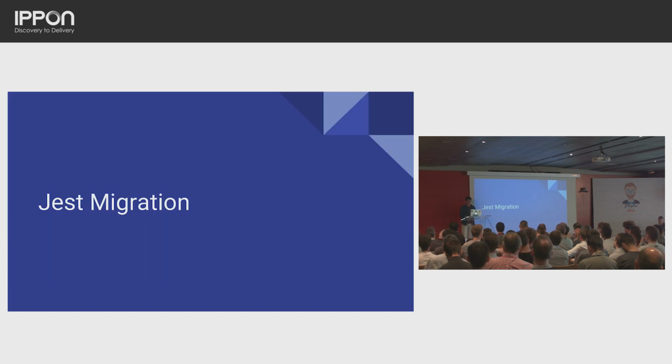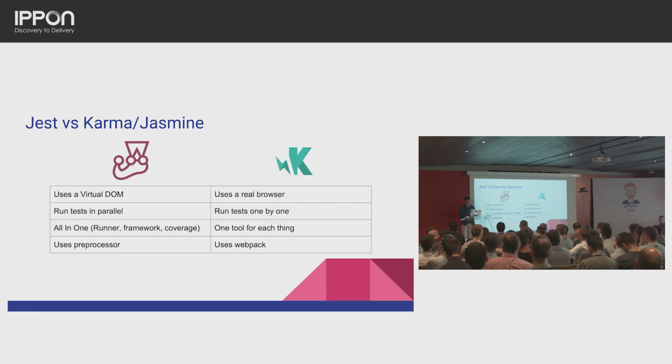Finally, we migrated to Jest. Let's compare the two solutions. Who does front tests with Karma actually? Good. So Jest is the solution provided by Facebook to do unit tests with JavaScript. Instead of using a real browser like Karma does, it uses a virtual DOM using the JSDOM technology. By doing that, it can run tests in parallel, which gains a lot of time.